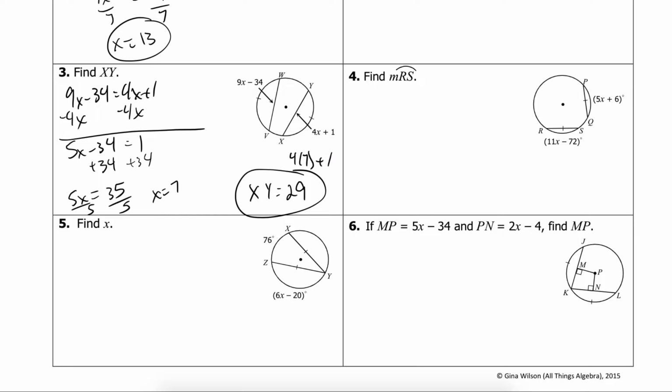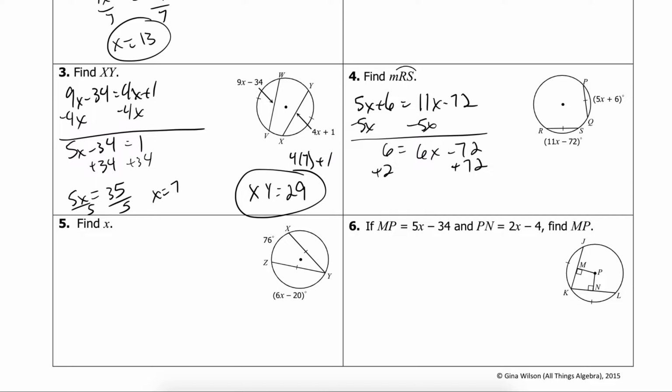Okay, number 4, trying to find the measure of arc RS. Again, we're going to set them equal because the chords are equal. 5x plus 6 equals 11x minus 72. And everybody knows how to solve that. You guys are great at solving equations. Okay, and then when you plug it in, we're finding the measure of arc RS. So it would be 11 times 13 minus 72. When you do that in your calculator, you get 71 degrees.